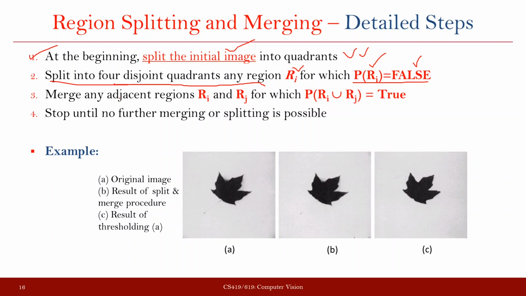Now in the process of merging, we analyze the adjacent regions, let's say Ri and Rj, and if we take the union of Ri and Rj, and we find that all the pixels that we are getting after this union have the same characteristics. That means the common property that we are considering is true for region Ri union Rj, then they can be merged.